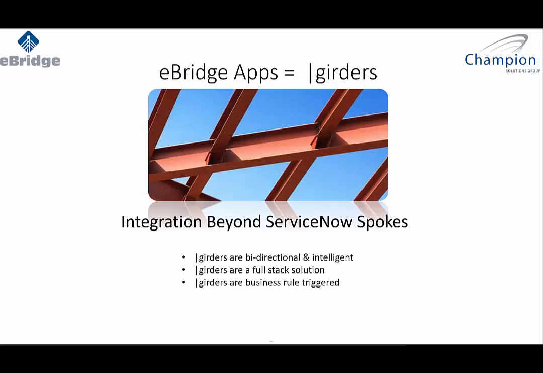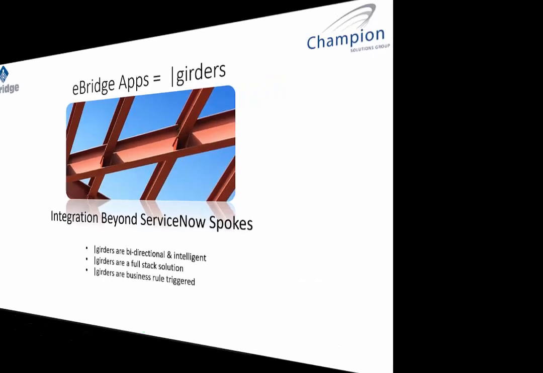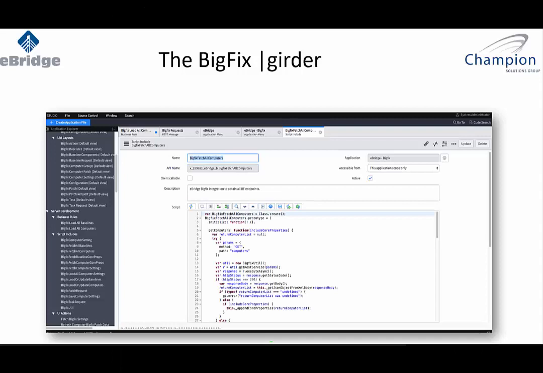So now that we know our girders are scoped applications inside of ServiceNow, let's take a little more detailed look at what makes up a girder. I'm going to use BigFix as an example here, simply because this was one of the first girders we created in the eBridge application. Again, this is not a one-off script integration to get data in. It is actually a full-fledged application inside of ServiceNow, as we can see from this screen right here. It has a whole set of features and functions just like you would expect out of a scoped application.